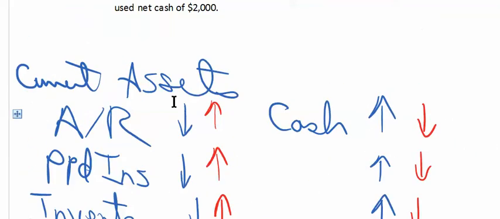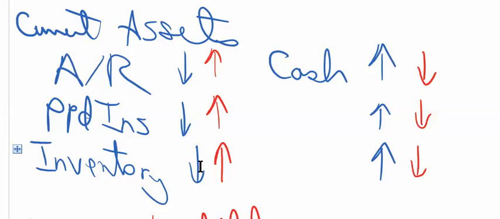Going back to the current assets, looking at inventory, probably the best example. If inventory is decreasing, I'm collecting cash. If inventory is increasing, I'm writing checks, and so it's decreasing my cash. So keep this in mind as you approach your questions in the operating section.